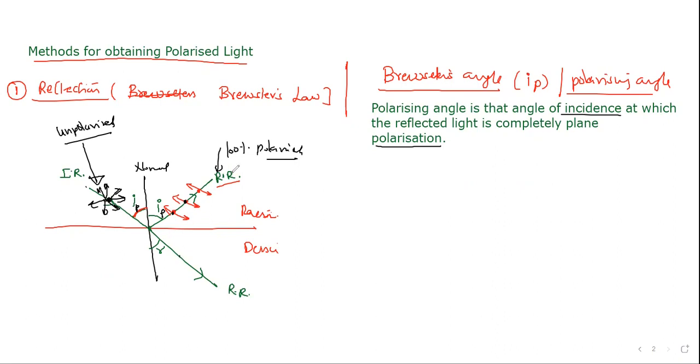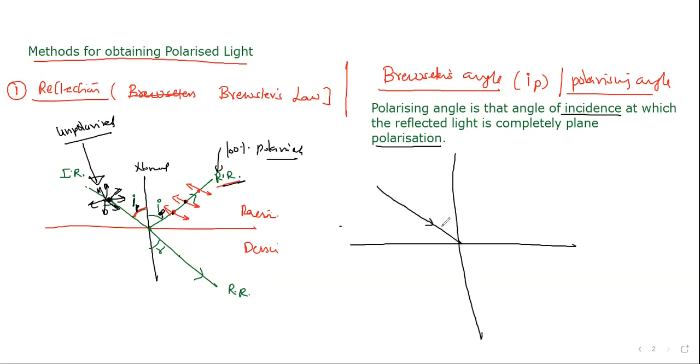So actually, listen here. If you want to represent a fully polarized light, how do you represent it? Initially I had drawn the picture here. This light was at some normal angle, so this was partially polarized. Now the angle of incidence is the polarizing angle, so the reflected light will be fully polarized. So I'm drawing a new picture here. This is the normal. Light is coming at an angle of incidence equal to Brewster's angle or polarizing angle.